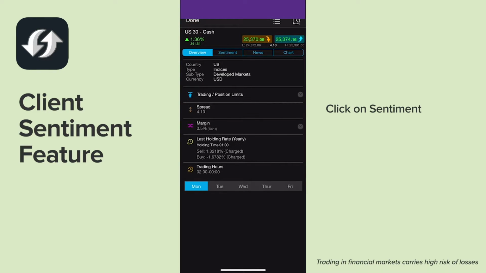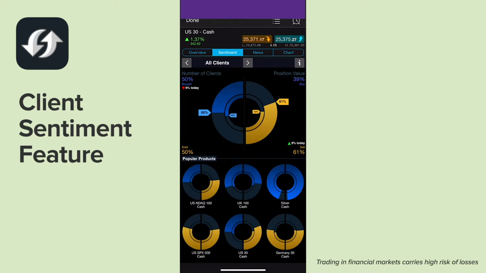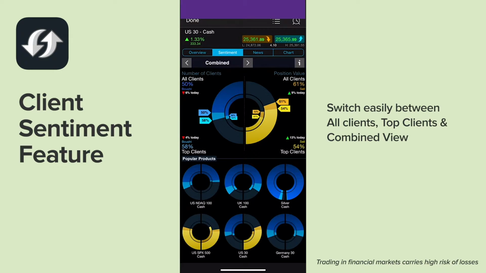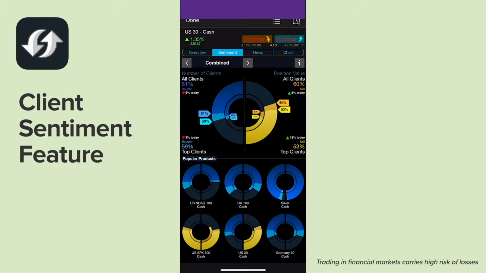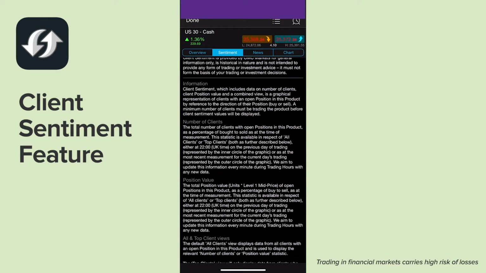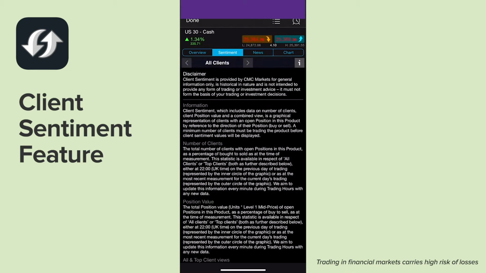You can click on client sentiment and you can see a pie chart which says all clients. Now I can switch easily between all clients and top clients, and also show you a combined view. But I'll come back to that in a second. I should also point out that if you want more information about client sentiment, you can find it here on the right side in the information center. Right, I'll take you through this piece by piece.